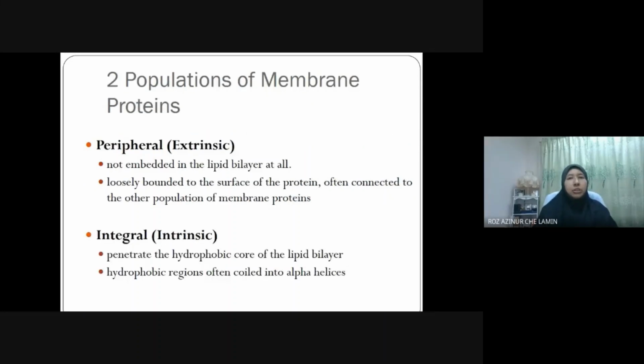Okay, there are two populations of membrane protein. First is the peripheral, also known as extrinsic. Second is the integral, also known as intrinsic. For peripheral protein, it is not embedded in the lipid bilayer at all. It is loosely bound to the surface, often connected to other populations of membrane protein. While the integral protein penetrates the hydrophobic core of the lipid bilayer, and part of the hydrophobic region coils into an alpha helix.